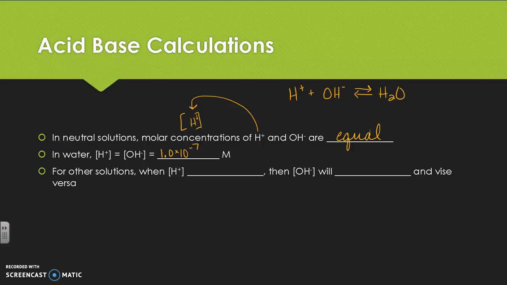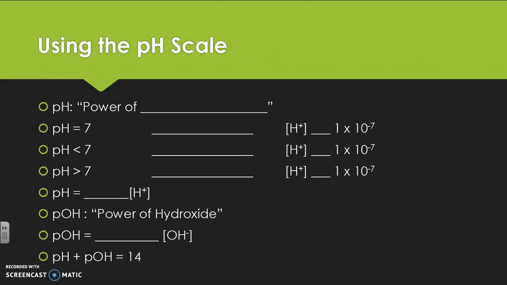For other solutions, though, if we have an increase in the hydrogen ion concentration, then guess what? The hydroxide ion concentration is going to decrease, and vice versa, which means that if we have a decrease in the hydrogen ion concentration, then the hydroxide ion concentration will increase. It's an indirect relationship. One goes up, the other goes down, right? Seesaw.